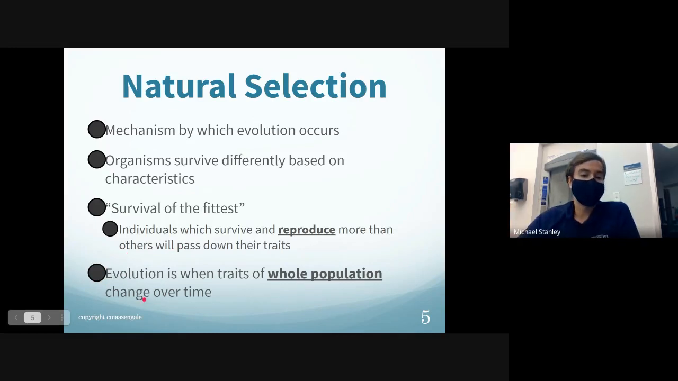So evolution is this slow, gradual change over time of organisms losing and gaining characteristics and going from ancient to modern organisms. Natural selection is how that happens. The idea that some organisms with certain traits will survive and reproduce and pass on those traits better than other organisms, until eventually everybody in the population has the new traits.